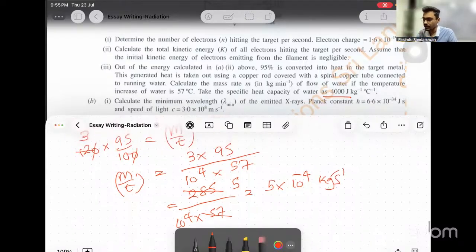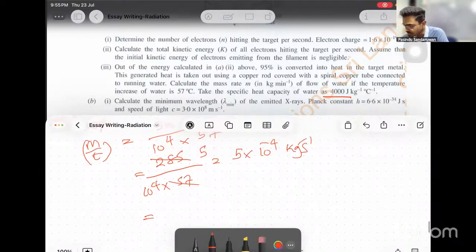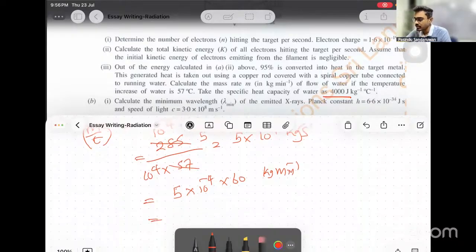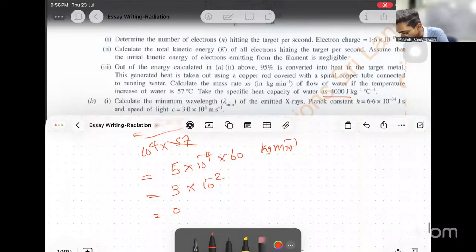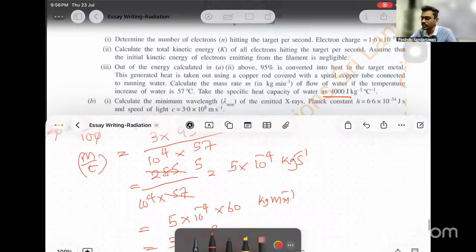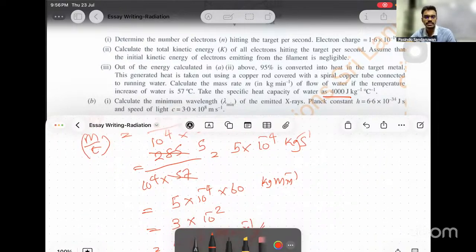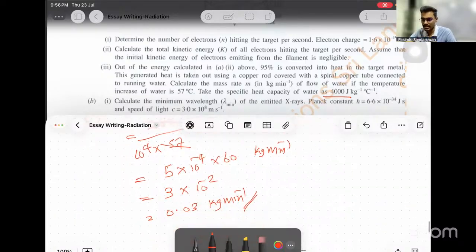because I have the value of power per second, but what we need is the per minute value. Then convert this to per minute. If this is the per second value, 5 times 10 to the power minus 4 into 60 will be per minute. That is 3 times 10 to the power minus 2, that is 0.03 kilograms per minute. A normal Q equals m s theta calculation. So I got m over t per second, then convert it to per minute by multiplying by 60.